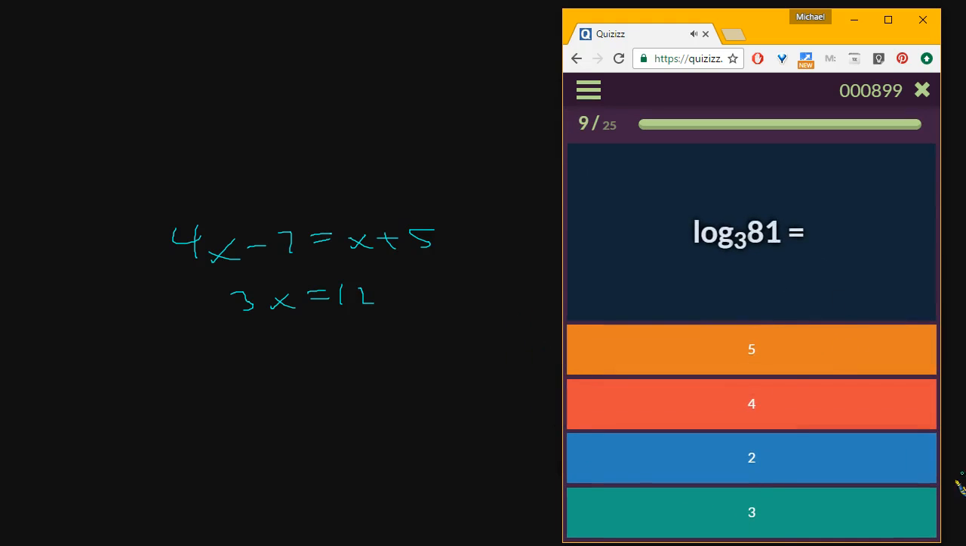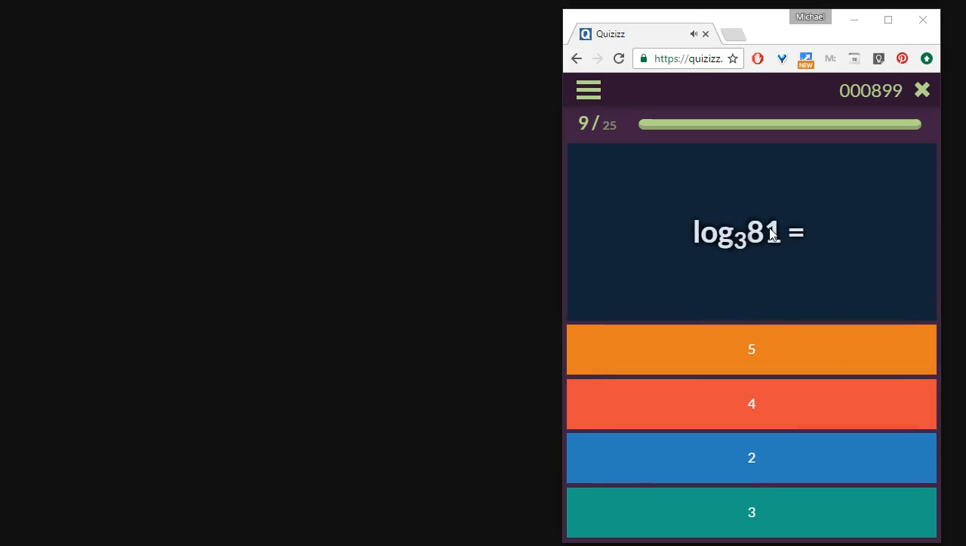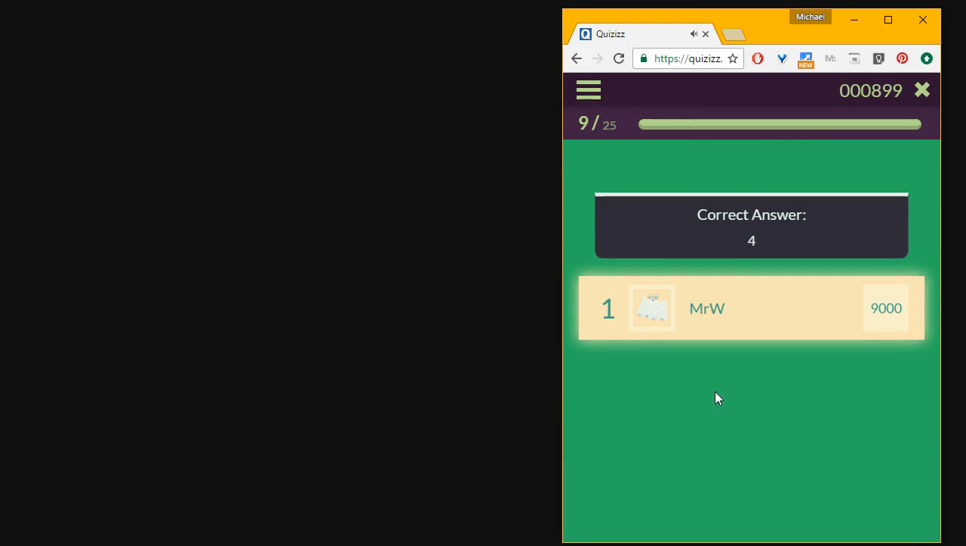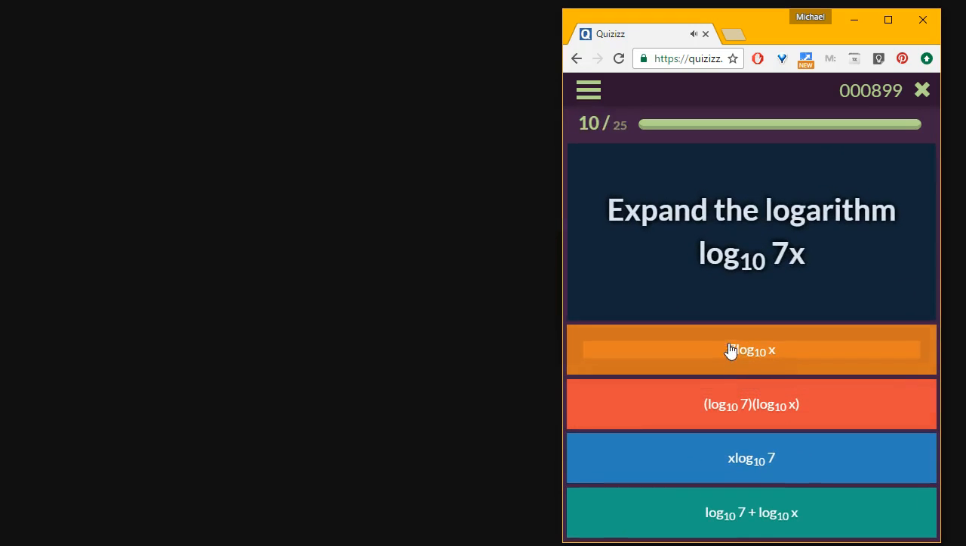Okay, and this one is: what power of 3 gets us 81? Hopefully you've been practicing this over and over again. If we raise 3 to the power of 4, we get 81. You should know common powers like 5 to the power of 3 is 125, 4 to the power of 3 is 64.